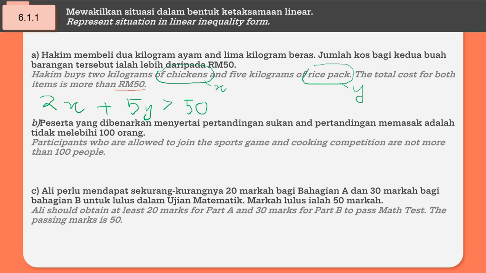We look at B. Participants who are allowed to join the sports game and cooking competition are not more than 100 people. So here we have two variables also. The first one we have sports game, I take this one as x, and the second one we have cooking competition, I take this one as y. We don't know how many of them join, so we take x plus y.